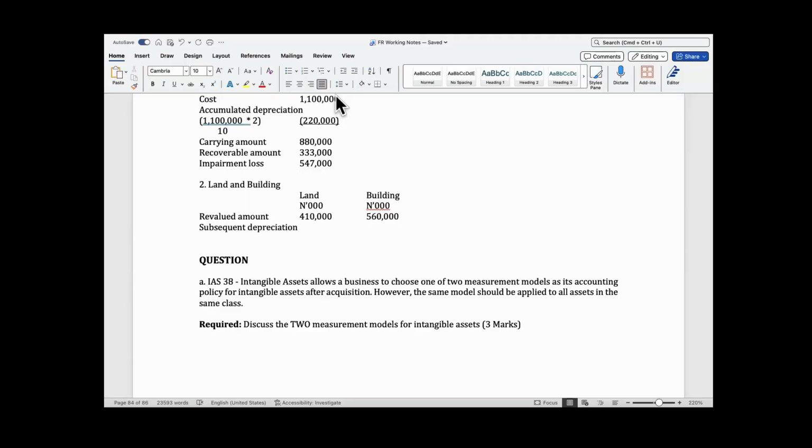So there is no way we can allocate. We cannot therefore allocate the costs because there's no useful life. We cannot allocate the costs. The same way for intangible assets that have an indefinite useful life, they are not amortized. And the reason is that we cannot allocate the costs.